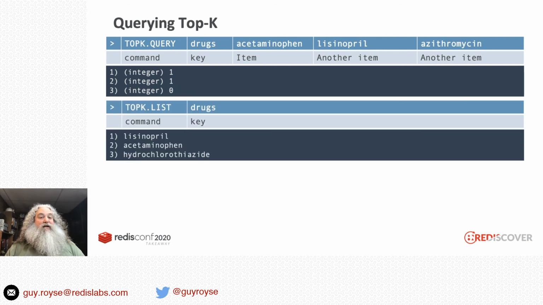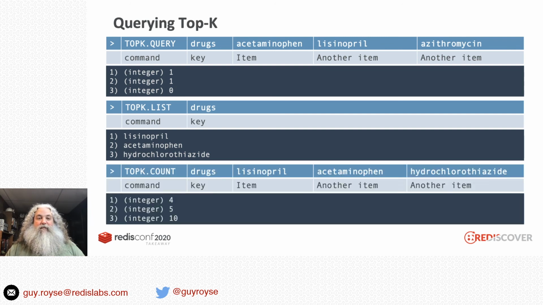If we do a top K.list, we can get a list of the things that are in the top K. And we see it's lisinopril, acetaminophen, hydrochlorothiazide. And if we do a top K.count for the things that are in our top 3, we can actually see the numbers. And we can see that hydrochlorothiazide has the 10, the 5, and the 4, and we're getting them back in an ascending order. So the most highly ranked one is last.